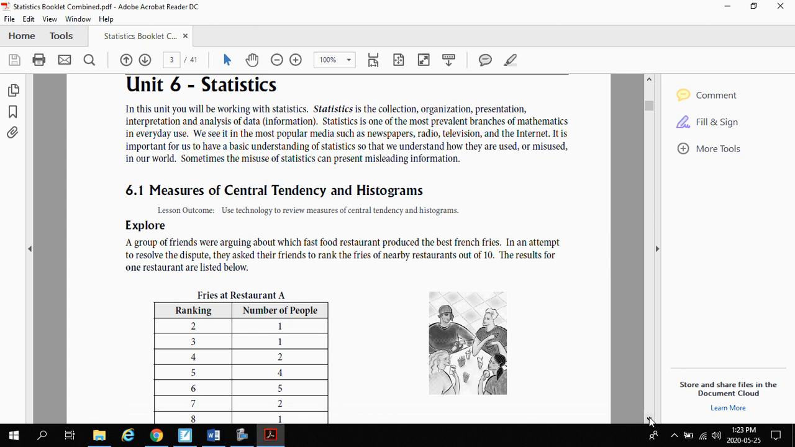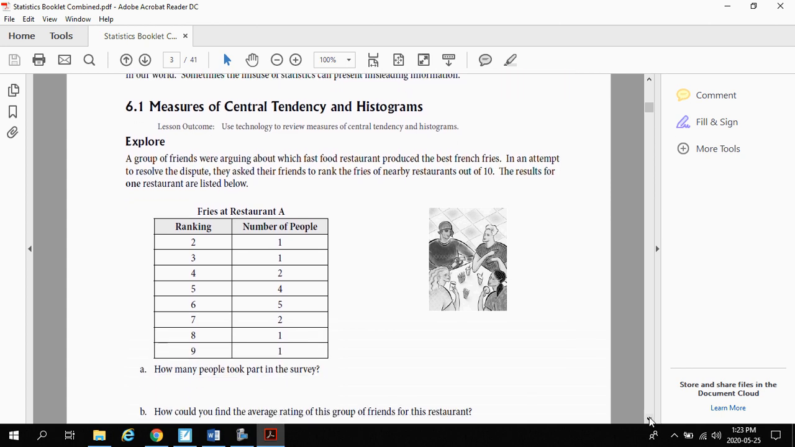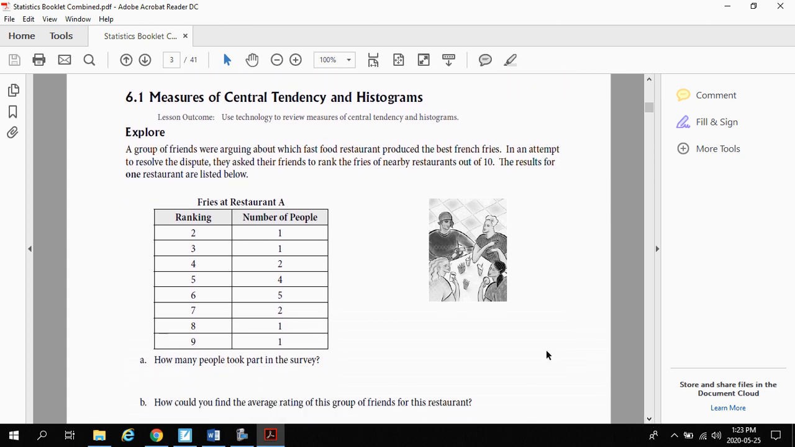So the first topic is, again, what we've looked at already. So measures of central tendency as well as histograms. We didn't talk about that in our notes. So we're going to use this same example for the next couple of days. So it says a group of friends were arguing about which fast food restaurant produced the best French fries. In an attempt to resolve the dispute, they asked their friends to rank the fries of nearby restaurants out of 10. The results for one restaurant are listed below.